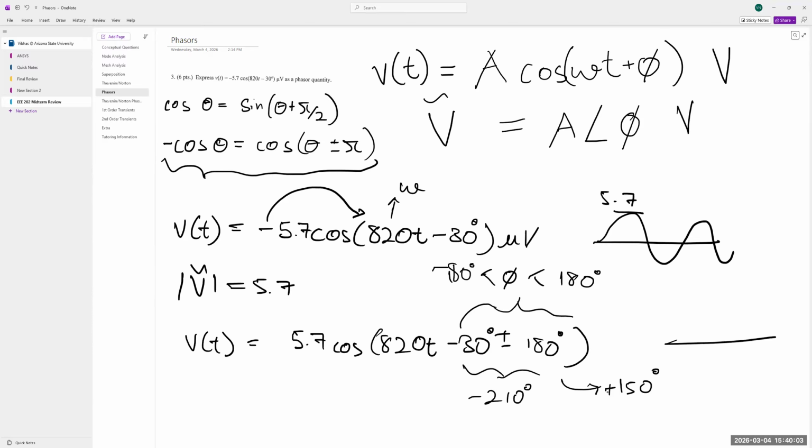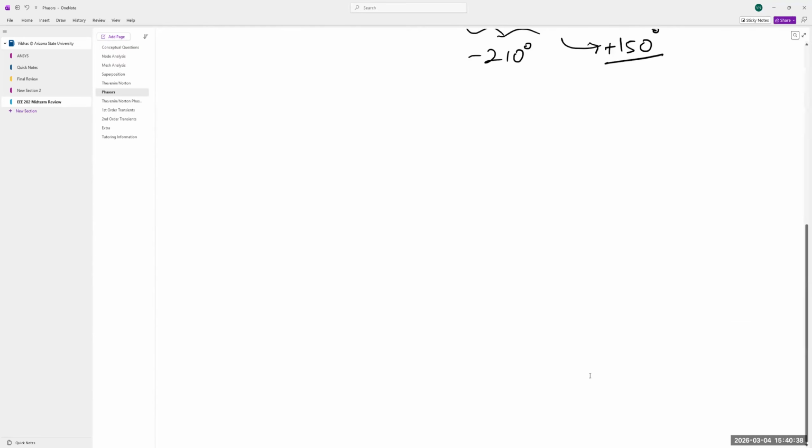So if you think about it in the complex plane or in a unit circle, 150 degrees is somewhere over here, right? And if I go negative 210 degrees in the other direction, I still end up at the same point. So both of these are talking about the same phase angle. But we're going to use positive 150 so that it conforms to the limits between negative 180 and positive 180, right? So let me scroll down a little and rewrite what V of t is.